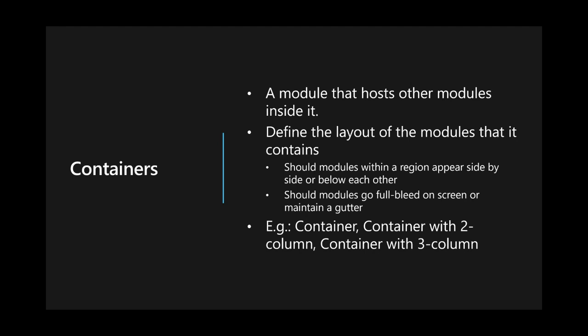So, when we looked at the product details page, we saw there is a buy box container, which hosts all the modules that are related to the buy box. So that gives you that separation, in terms of it being a section. And then there is a ratings and reviews section, which hosts all the ratings and reviews modules. So it's a neat way to define how you want to lay out your page as well. And there are three container modules that we support: container, container with 2-column, and container with 3-column.